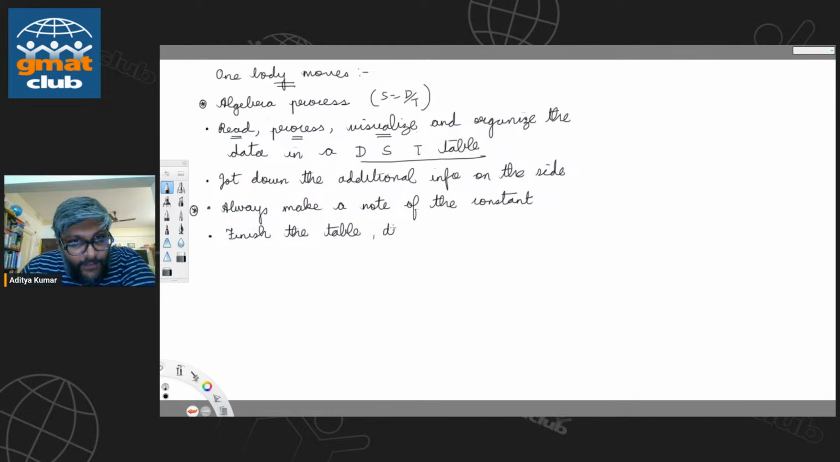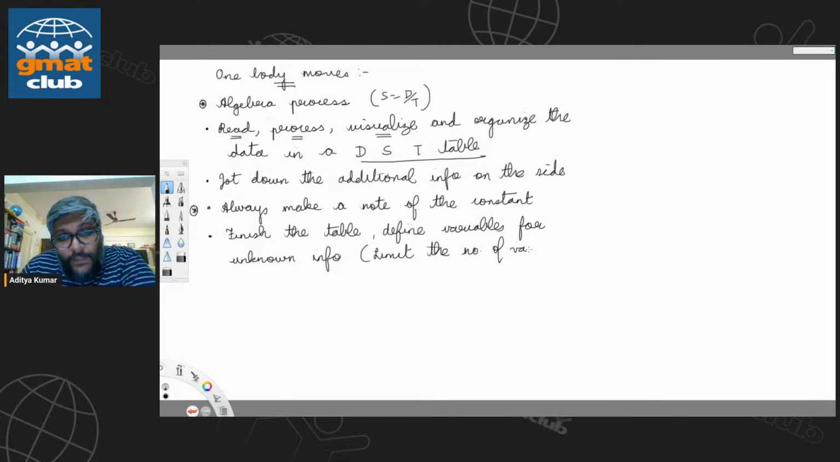Right? Define variables for unknown pieces of information, but learn to limit the number of variables you choose. What do I mean by this?